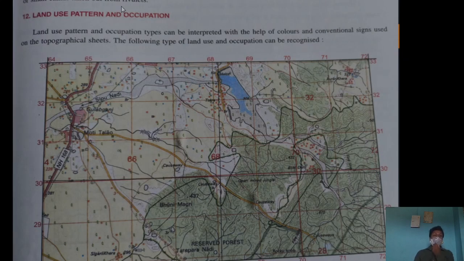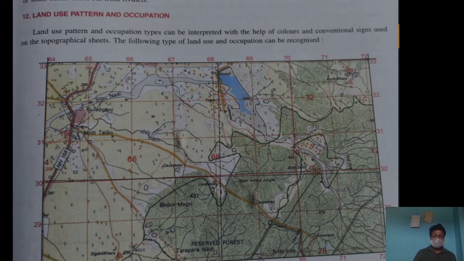Now, land use patterns. As you know, here is a green area and here is a yellowish area, and somewhere you find white patches. In the last video lecture, in the last live class, we have already discussed all the things. So this green area and these yellow patches say something. Color is very important in the topographical sheet. So land use patterns and occupation style can be interpreted with the help of color and conventional signs.